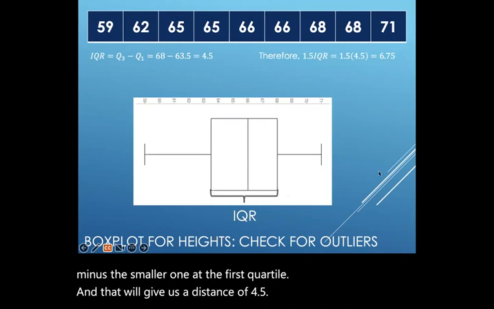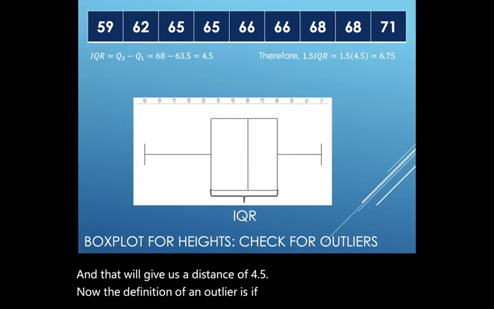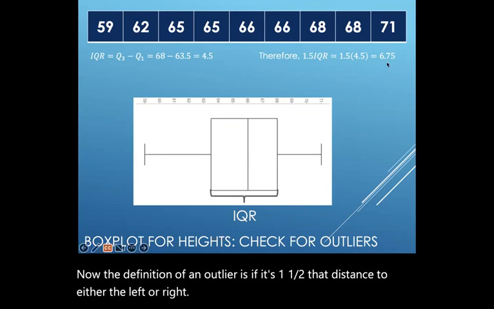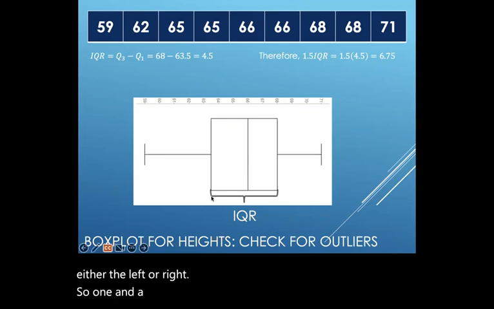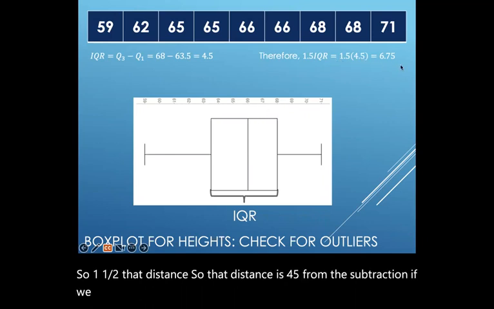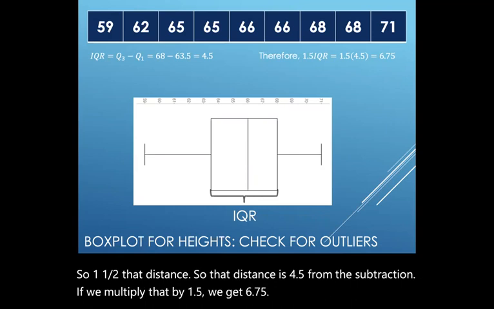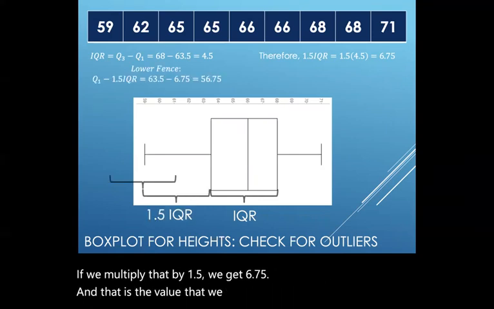Now the definition of an outlier is if it's 1.5 times that distance to either the left or right. So that distance is 4.5 from the subtraction. If we multiply that by 1.5, we get 6.75. And that is the value that we move in either direction.